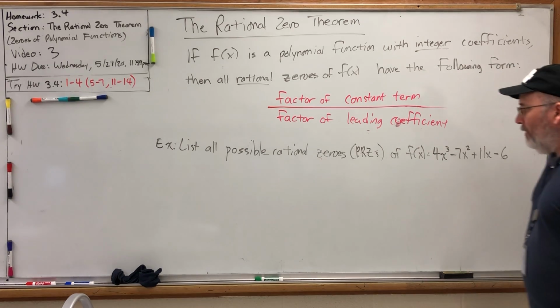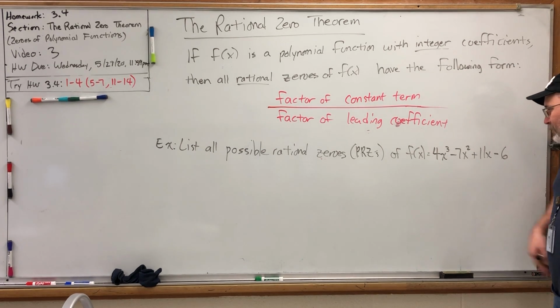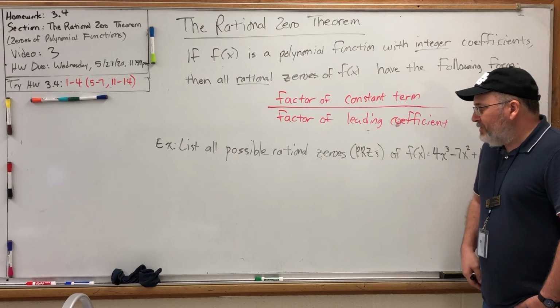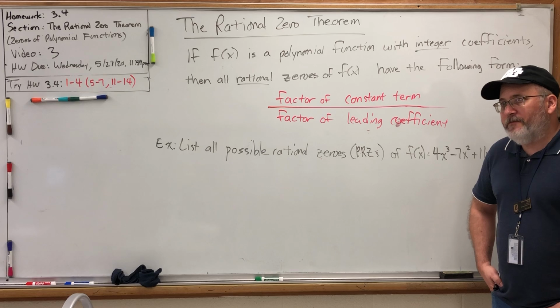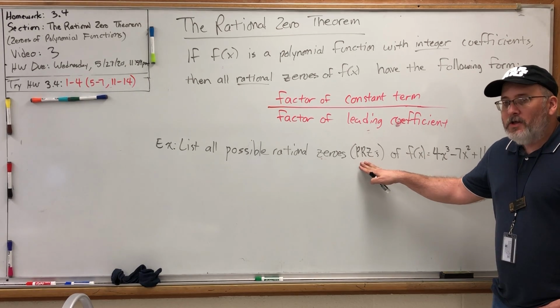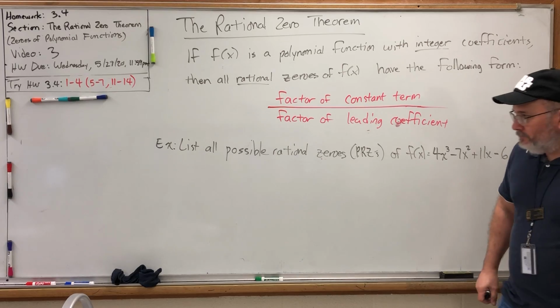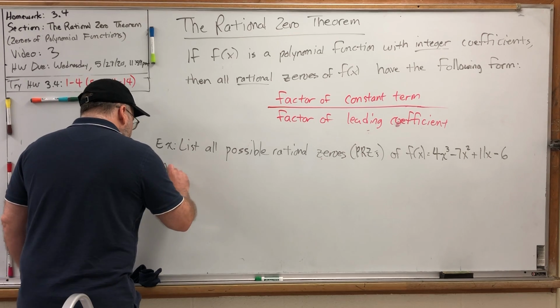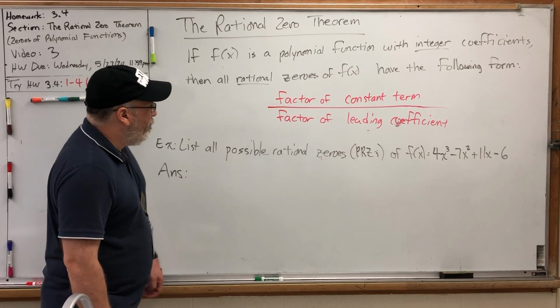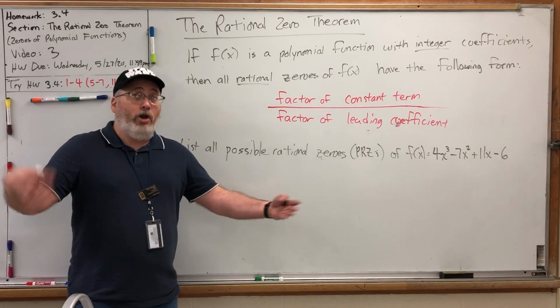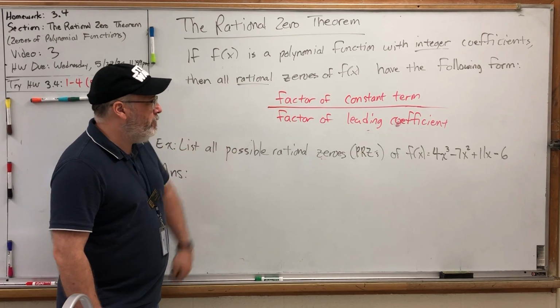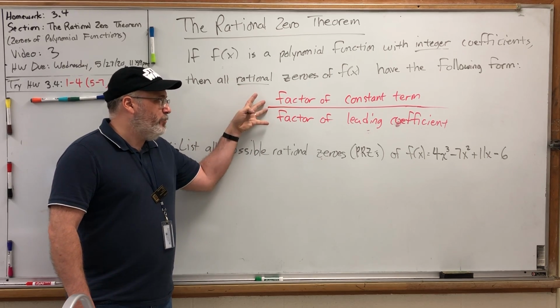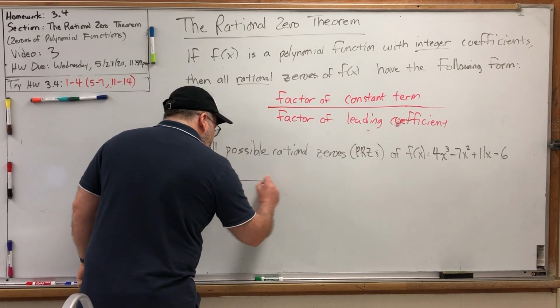For example, let's list all the possible rational zeros of f of x equals 4x to the third power minus 7x to the second power plus 11x minus 6. I'm going to be using the phrase possible rational zeros so often that I'm going to abbreviate it starting now, PRZs. So how do you list all the possible rational zeros according to the rational zero theorem? Well, the rational zero theorem says all of your rational zeros have this form. So let's set up every possible fraction of this form. And how do we do that?